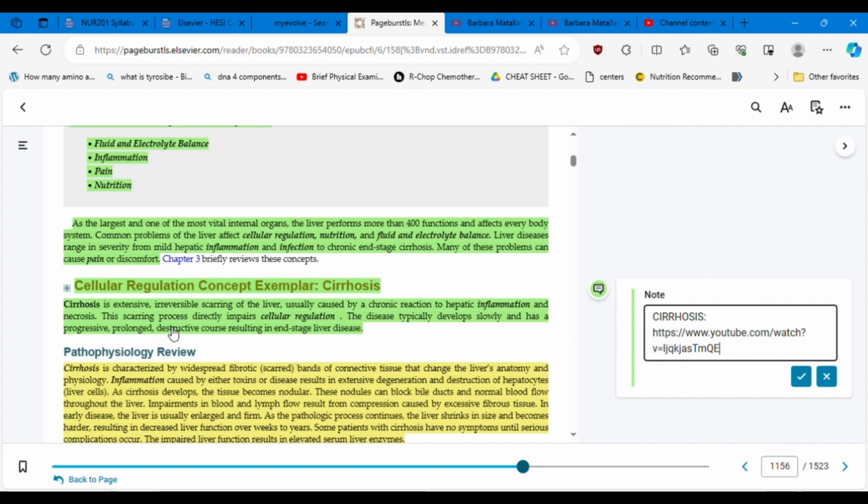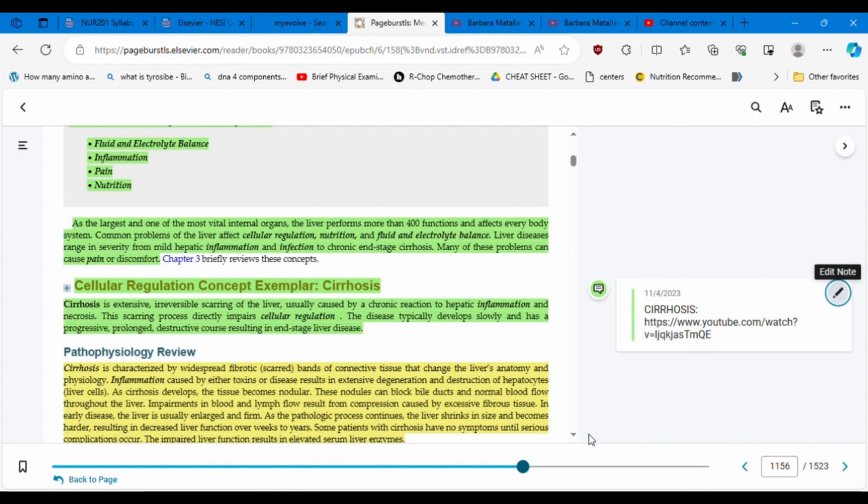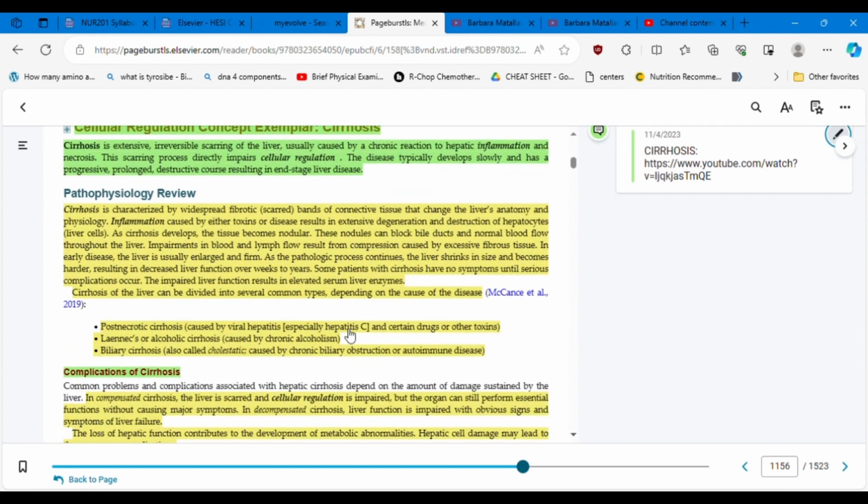Cirrhosis is extensive, irreversible scarring of the liver, as the lady explained already, usually caused by chronic reaction to hepatic inflammation and necrosis. This scarring process directly impairs cellular regulation. The disease typically develops slowly and has a progressive, prolonged, destructive course resulting in end-stage liver disease. So the pathophysiology is characterized by widespread fibrotic scar bands of connective tissue that change the liver anatomy and physiology. Inflammation caused by either toxins or disease results in extensive degeneration and destruction of hepatocytes, which are the liver cells.